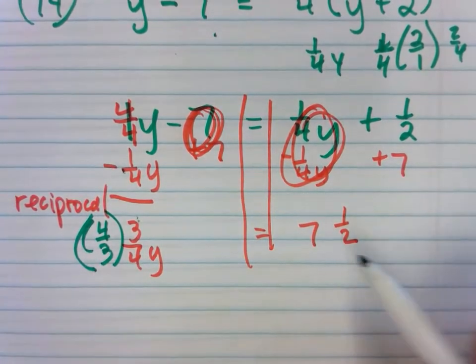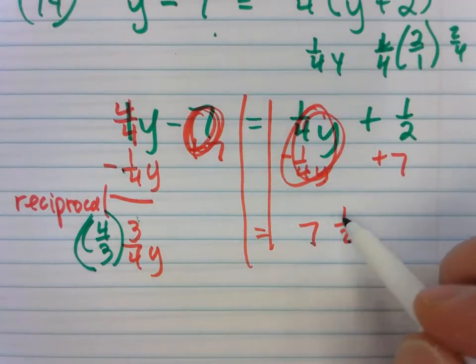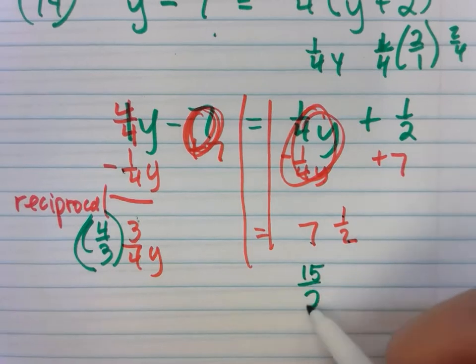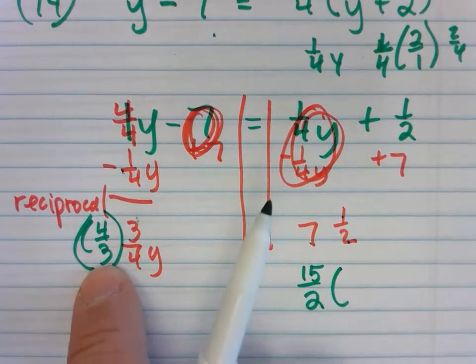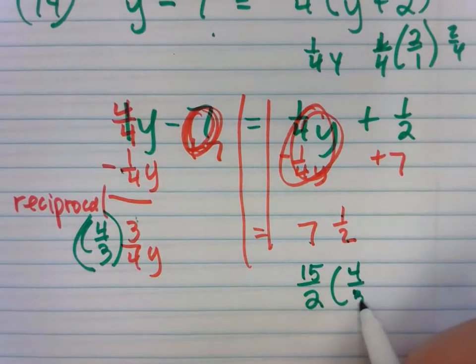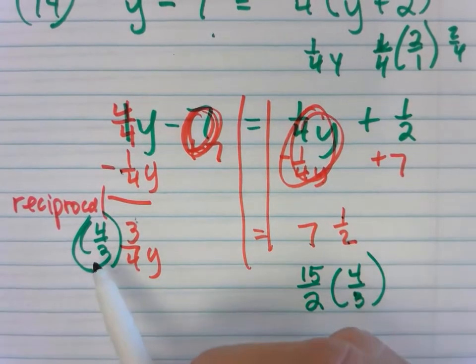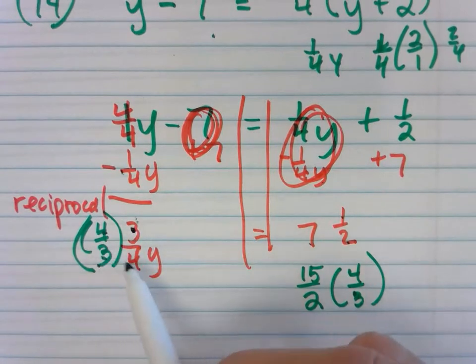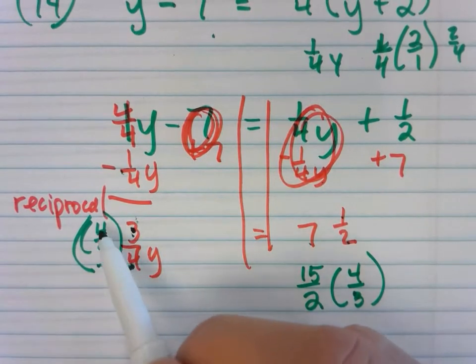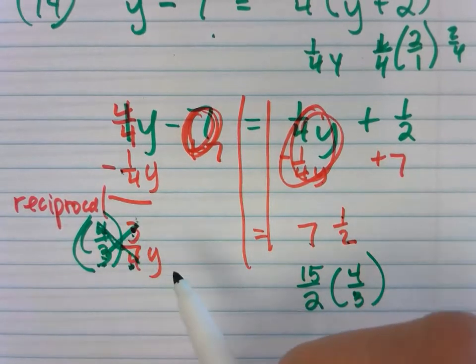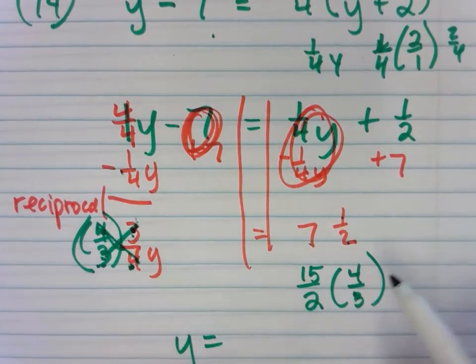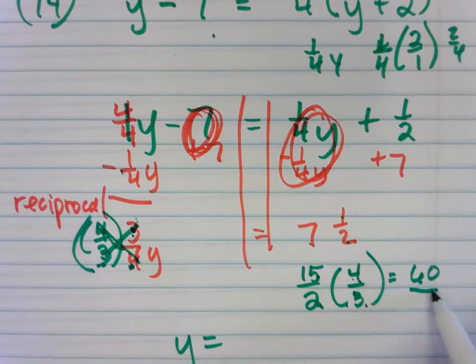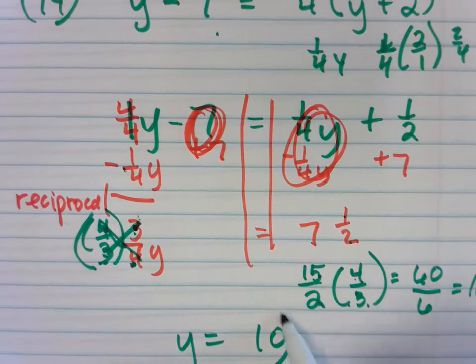Now over here, that means I need to change this to an improper fraction, so that's a whole number times the denominator, plus the numerator. So 2 times 7 is 14. 14 plus 1 is 15 over 2. And I also have to multiply that by the reciprocal, which is 4/3. Well, that would give you 12, and that would give you 12. And 12 divided by 12 would be 1, so that cancels out to a 1. So now I've got y equals, now over here, 15 times 4 is 60. 2 times 3 is 6. 60 divided by 6 is 10. So for this particular problem, y equals 10.